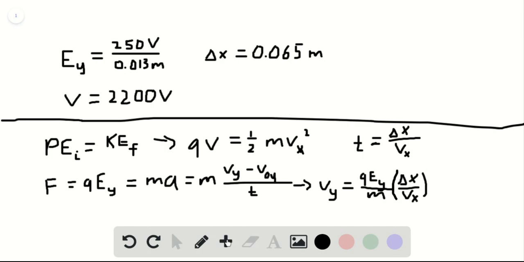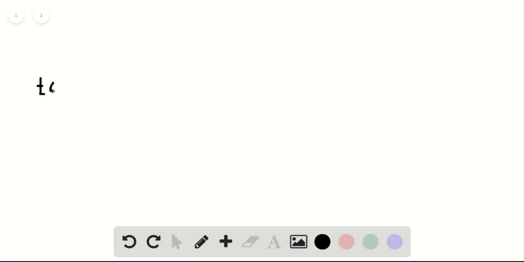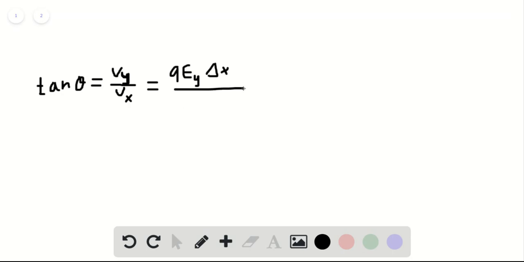Okay, so now we're going to combine those to find the angle, since tangent theta is equal to V sub y over V sub x. Well, V sub y over V sub x is equal to Q times E sub y times delta x divided by the mass times V sub x squared. Okay, well, this is equal to E sub y times delta x.